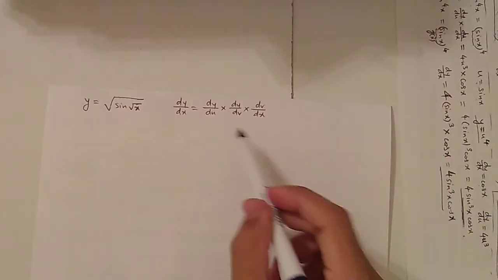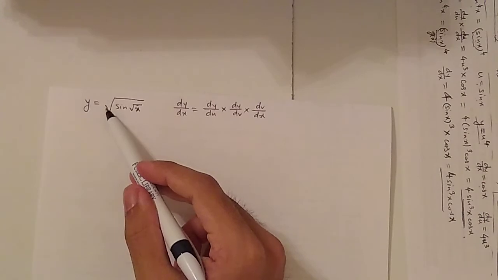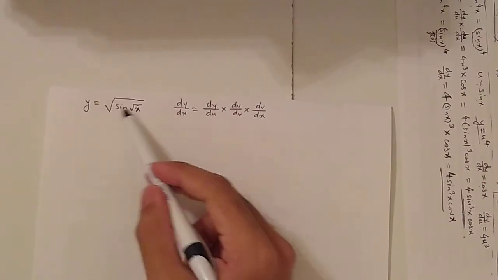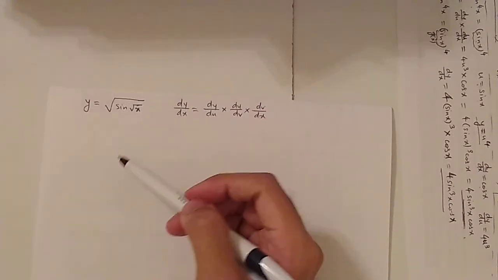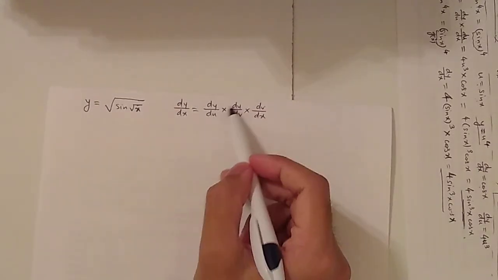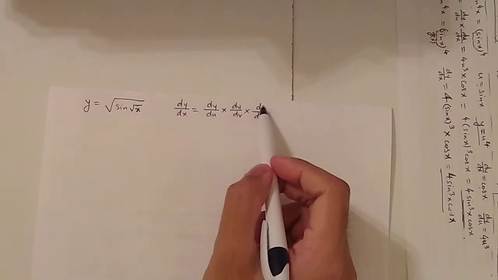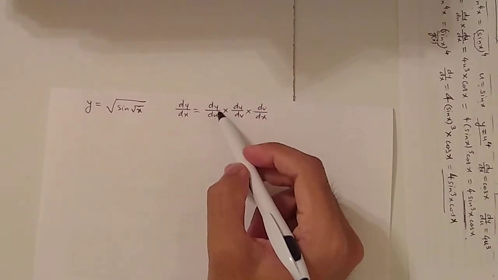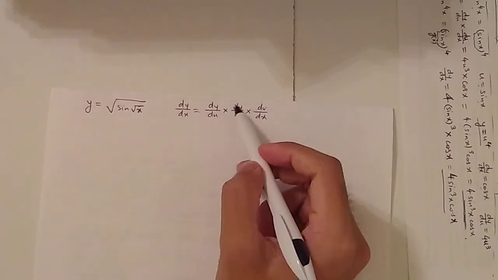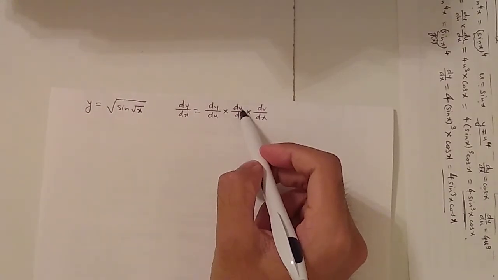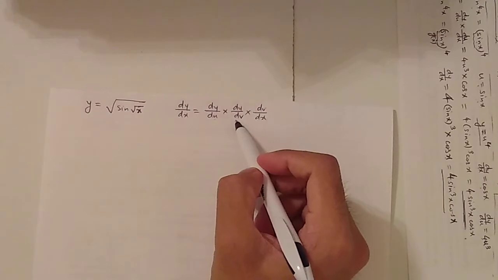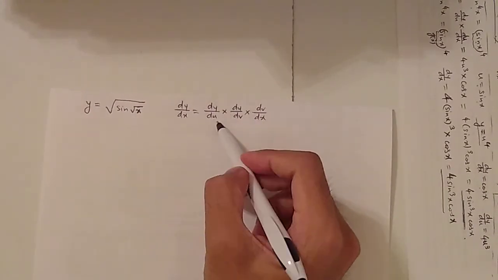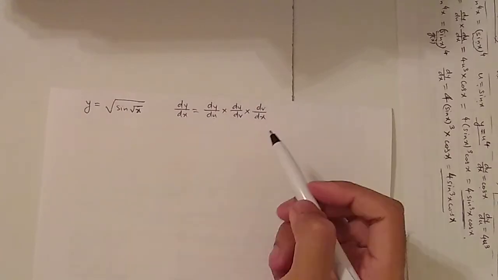Since this one does not have just two functions but three functions chained together, we're going to have to use another stage in our chain rule formula. In the previous cases we simply used the help of u. In this case we're going to have to use the help of another variable v. So dy by dx equals dy by du into du by dv into dv by dx.